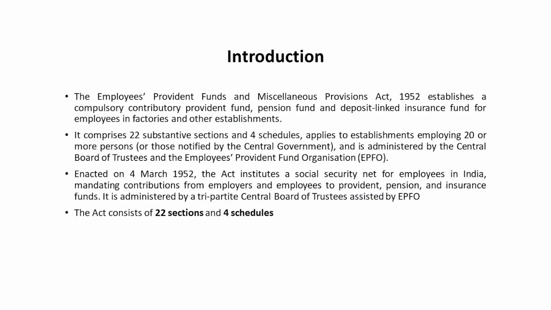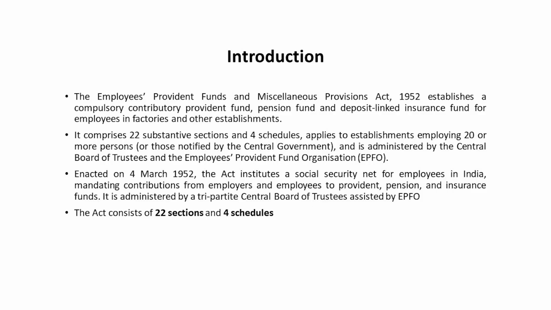The Employees Provident Fund and Miscellaneous Provisions Act 1952 establishes a compulsory contributory provident fund, pension fund and deposit linked insurance fund for the employees in factories and other establishments. It is very important that there must be a minimum of 10 or more employees who want to get the benefit under this act. The benefit would be given to those who are getting wages lesser than 15,000 per month.